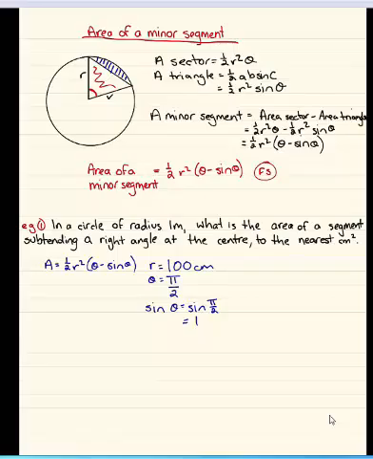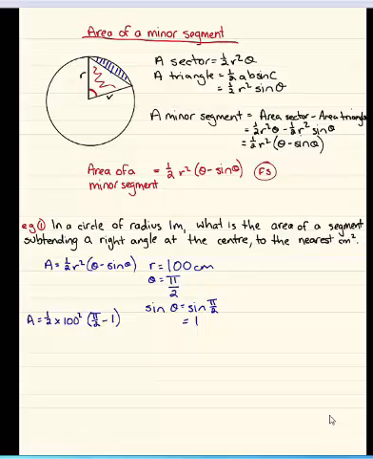Okay, now if you don't know that, then hopefully in the next exercise, when we start looking at trig graphs, you'll understand why that is. But at the moment, if you're not sure, you can type it into your calculator as well. Okay, so now we're just going to do our substitution. So the area is equal to a half times r squared, so 100 squared, outside of theta, so pi on 2, minus sine theta, so that's 1.